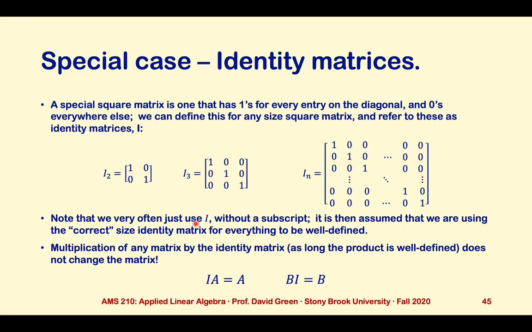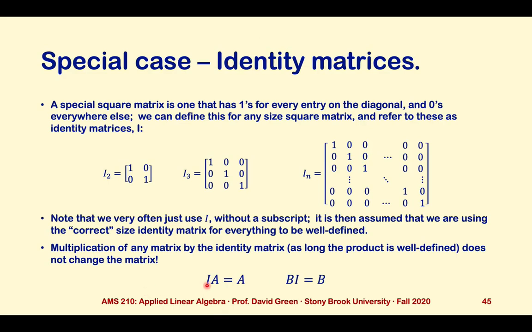One of the really interesting things about the identity matrix, and this is why we call it the identity matrix, is that as long as the product is well defined, right, as long as the size of the identity matrix is the right size, multiplication does not change the matrix. I times A equals A, B times I equals B, as long as we're using the right size I. It's this property which is exactly why we call it an identity matrix.